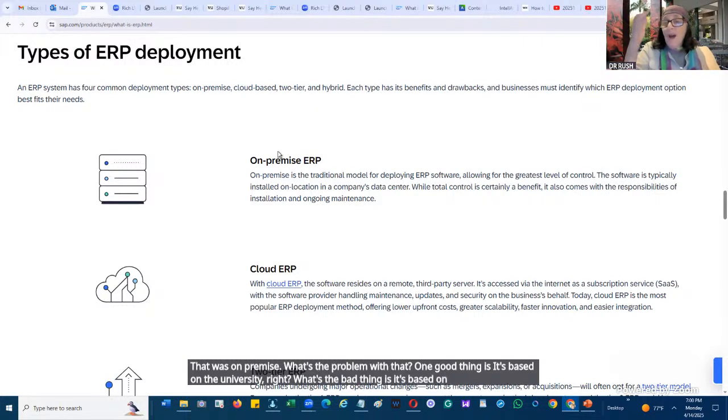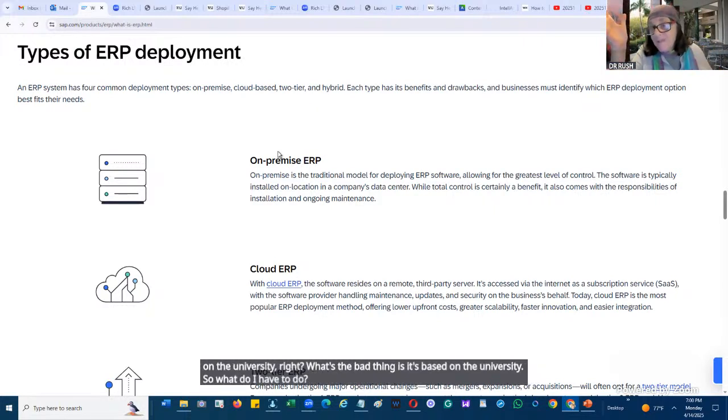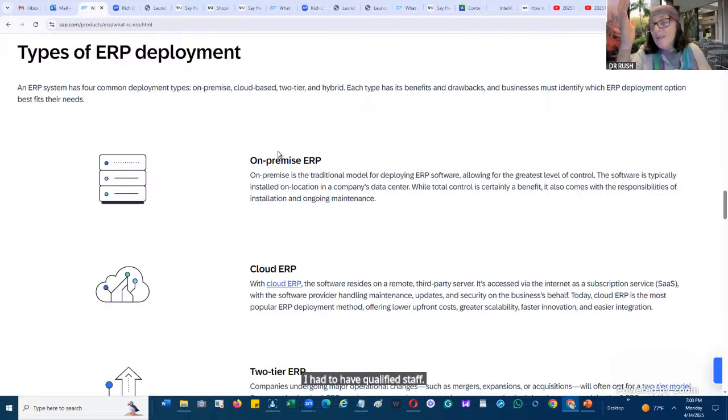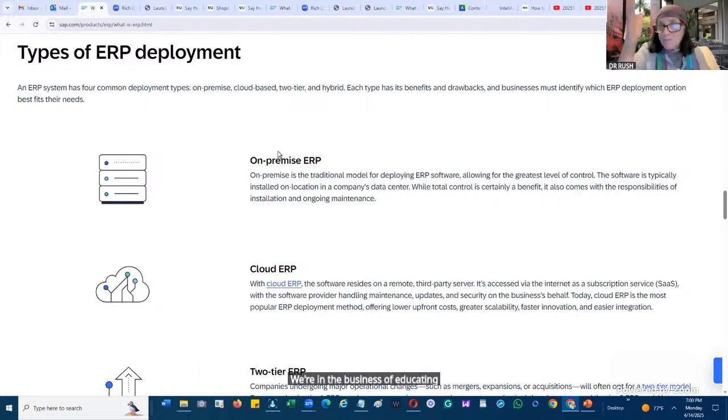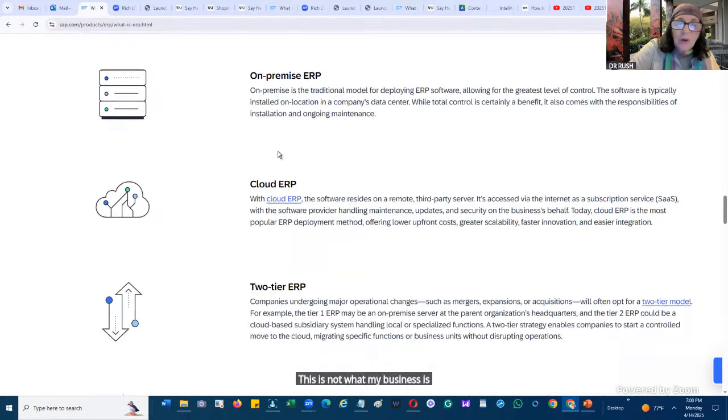So what do I have to do? I have to have qualified staff. Is that easy to get? No. Are we in the business of IT? No. We're in the business of educating, not IT. Amazon is in the business of that. Microsoft is in the business of that. Google's in the business of that. This is not what my business is. So that's why it looks so good to have the cloud.